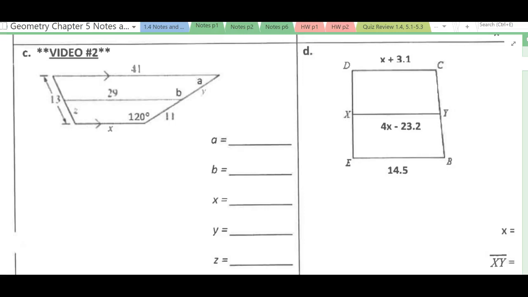In this video, we're going to cover example 2, part C in our mid-segment notes of chapter 5. So let's go ahead and get started.